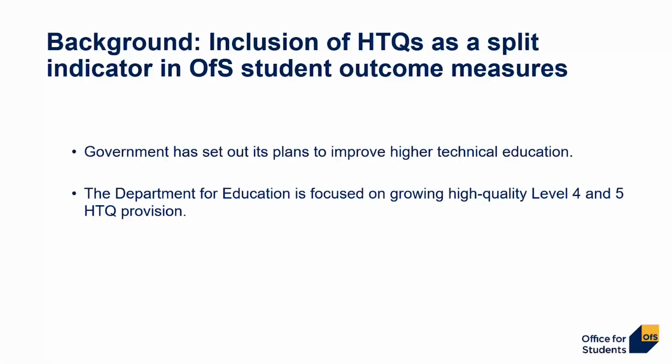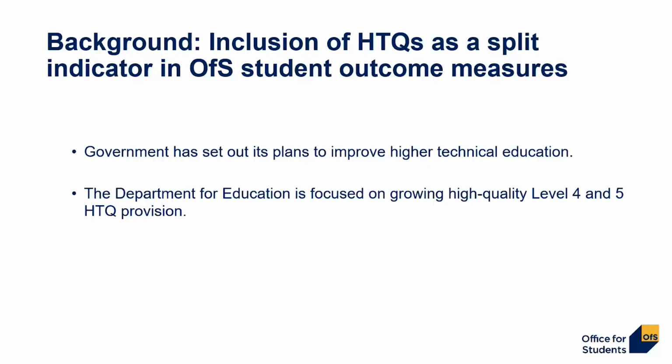The government has set out its plans to improve higher technical education. HTQs can help people train, retrain, or upskill for high-skilled jobs. The government recognised that HTQs are a distinct type of higher education, and students on HTQs have early access to the lifelong learning entitlement. The Department for Education is focused on growing high-quality Level 4 and 5 HTQ provision.